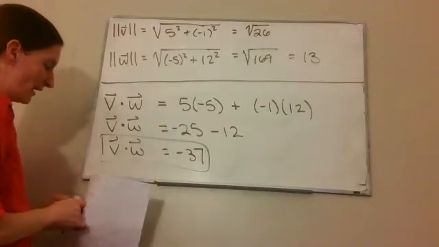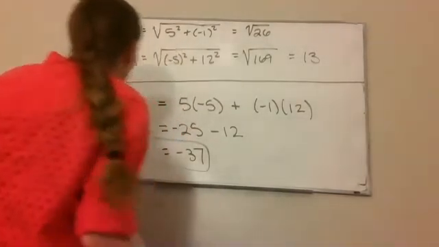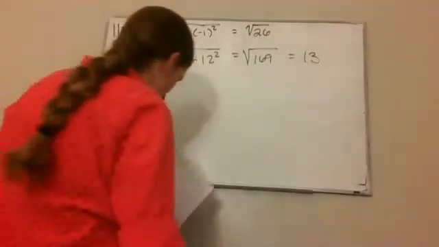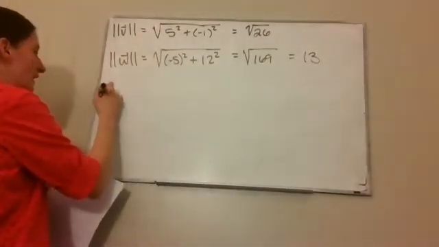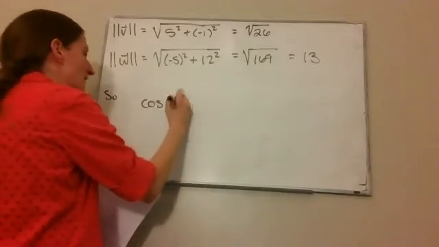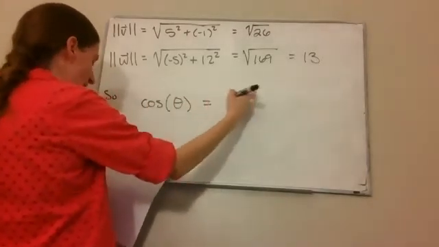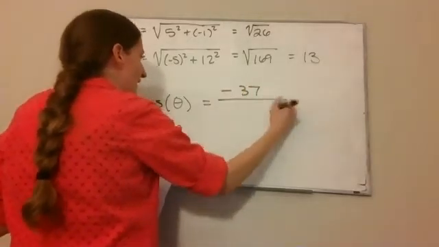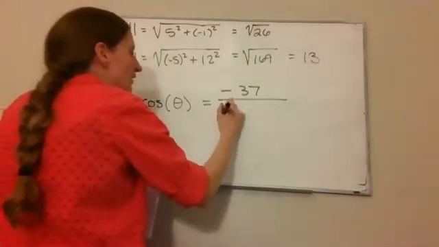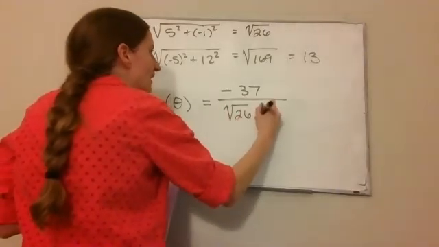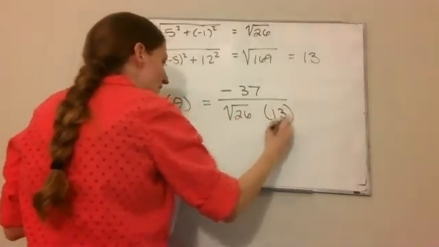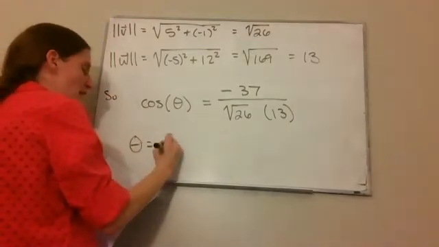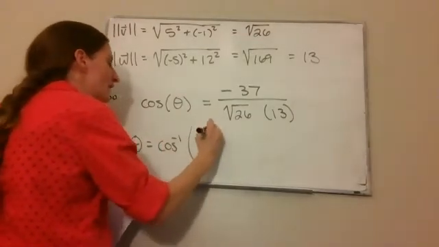So now I can find the angle theta in between these two vectors by using that new relationship. My cosine of theta is equal to v dot w, so I would get -37, that's what I got for v dot w, over my magnitude of v times my magnitude of w. And that means theta is cosine inverse of all of that mess.